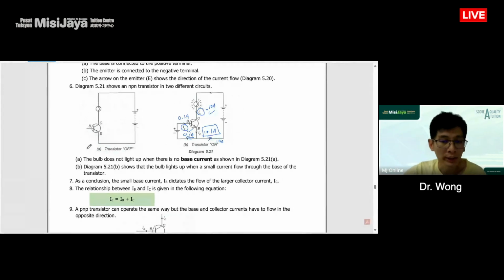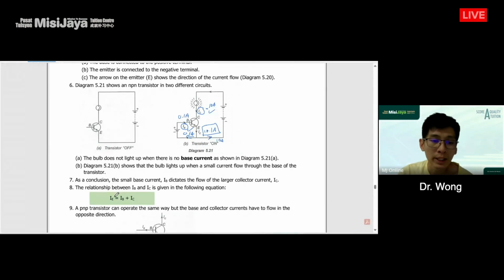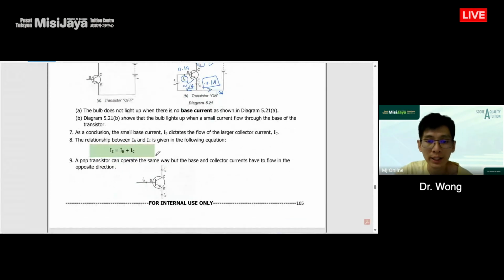So let's look at the bottom here. A PNP transistor can operate in the same way, but the base and collector current have to flow in opposite directions. So it means the IE will be going like this, and the IC will be going like this. If, let's say, we have a light bulb here, and then we have a battery, remember, the long side needs to let the current come out.